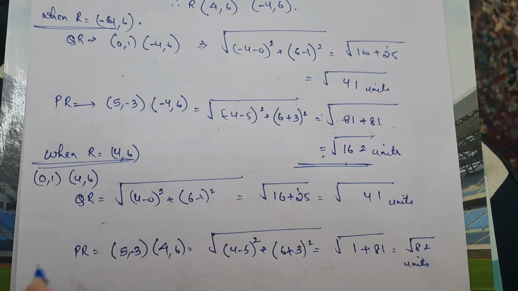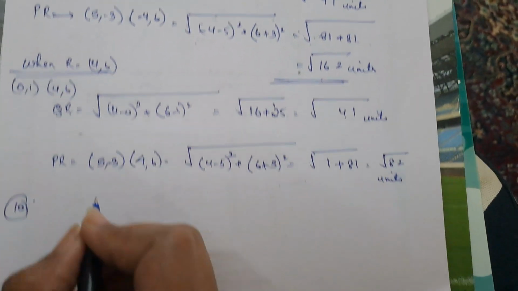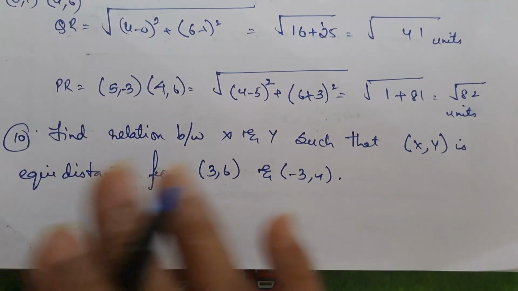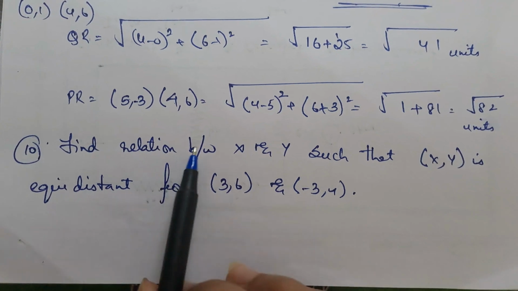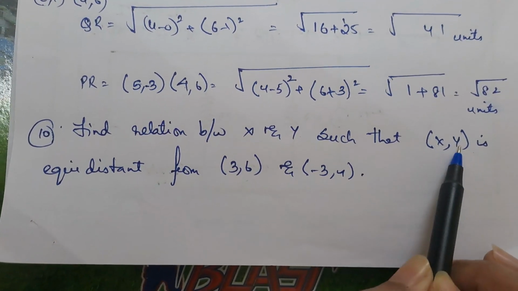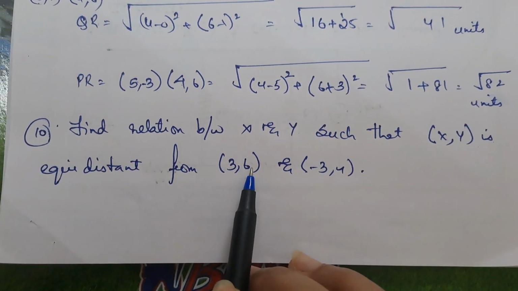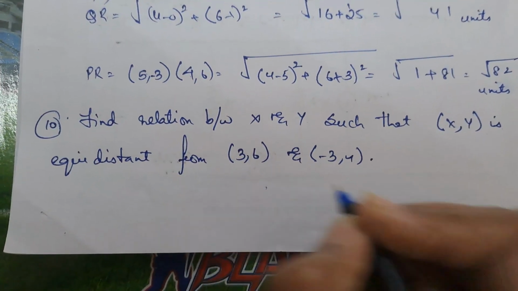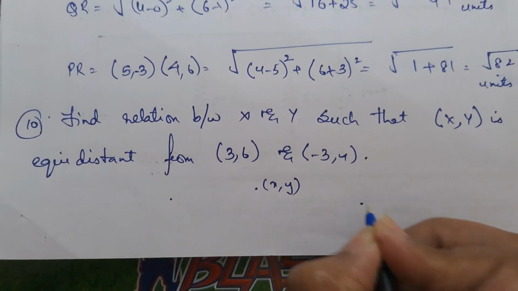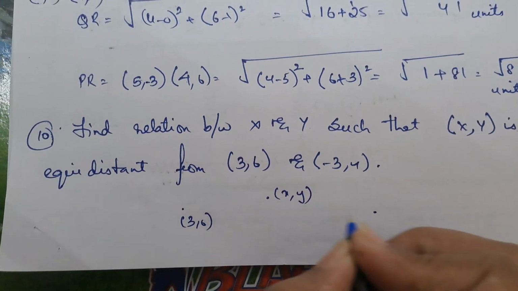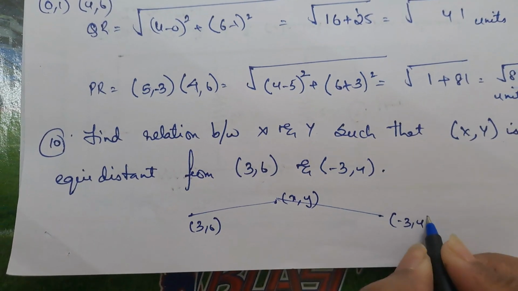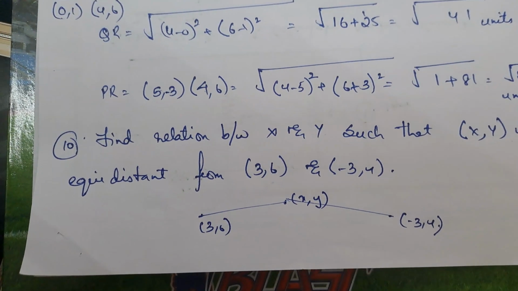Okay, let's move to the 10th question. Going ahead with the last question of the exercise: find the relationship between x and y such that (x, y) is a point which is equidistant from (3, 6) and (-3, 4). So there's a point denoted by (x, y) and it has equal distance from the points (3, 6) and (-3, 4). You do not have to find the values of x and y, you just have to find the relationship between them.